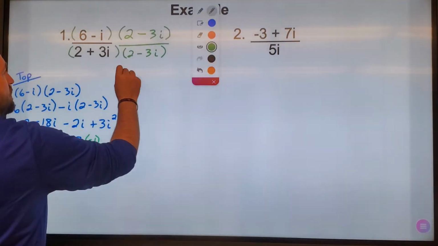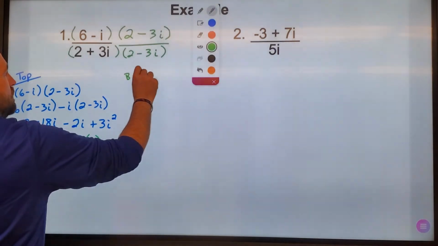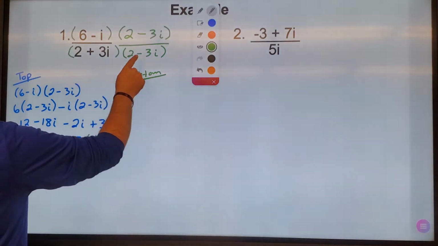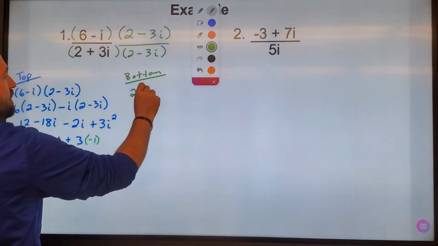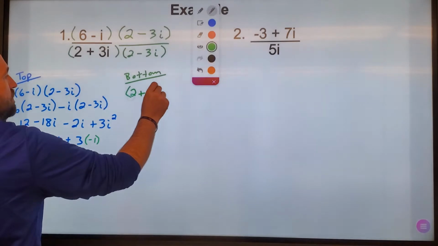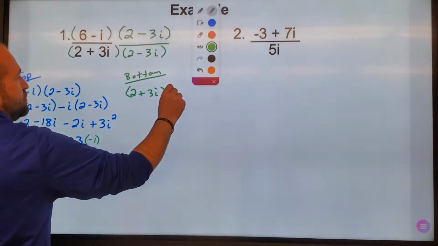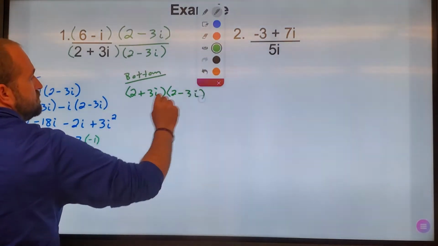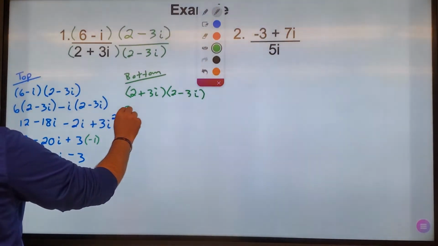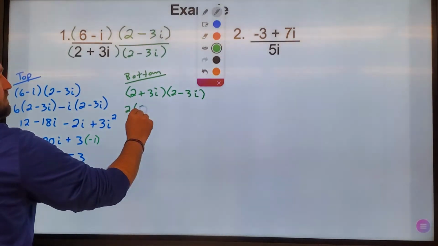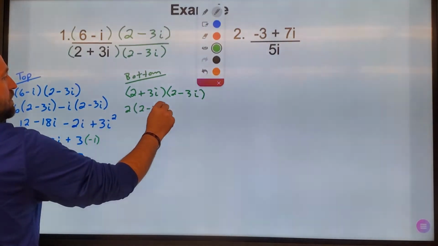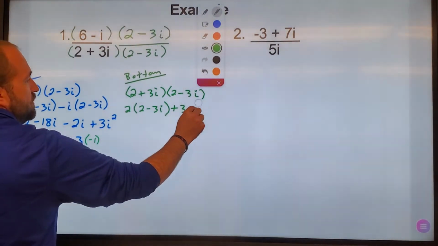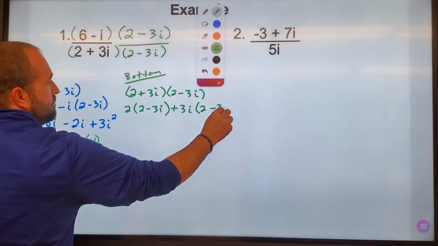Okay, so I'm going to do that in green here, for the bottom. I said red, I don't know why. Green here, I'm going to look at just the denominator. So I have 2 plus 3i times 2 minus 3i. Again, distributive property: 2, the first term, times the second set, 2 minus 3i. Second term, so plus 3i, times 2 minus 3i.